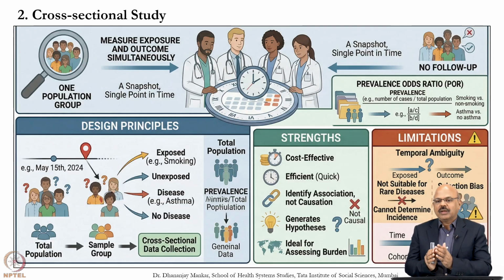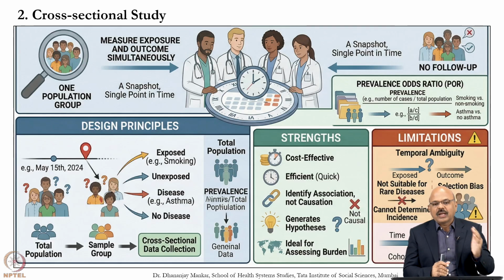There are a few strengths and important limitations to be discussed here. The strength is that it is very cost effective, as with the ecological study we saw previously, and very quick in conducting the study. Identifying association without causation gives important reasons for understanding the disease part. It generates a hypothesis as an idea, where causality is not to be found. It is ideal for assessing burden, which is very important to say about how cross-sectional studies are seen.